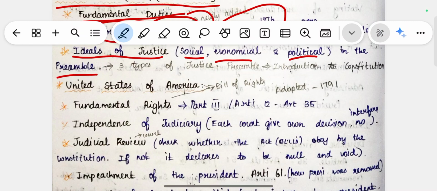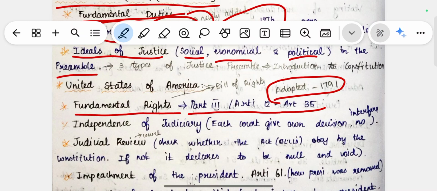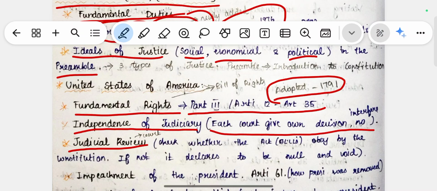So we got the concepts of fundamental rights, which were dealt in Part 3, Article 12 to 35, which was adopted in 1971. The concept of independence of judiciary means each court has the right to give its own decision, so no other persons or higher authority should interfere in the court's decision. Then there is judicial review, like whether the newly implemented act will obey the laws written in the constitution.